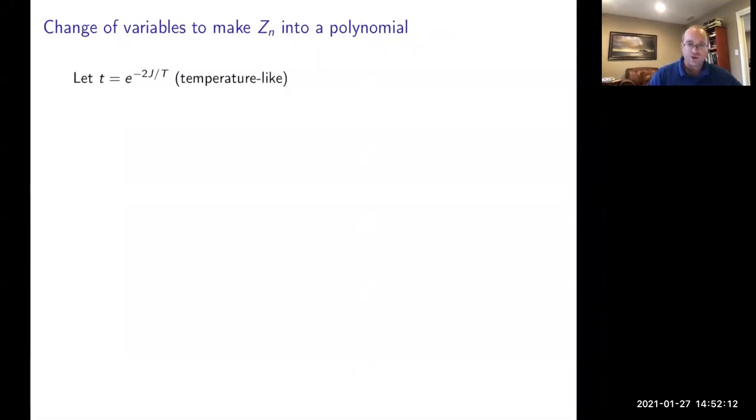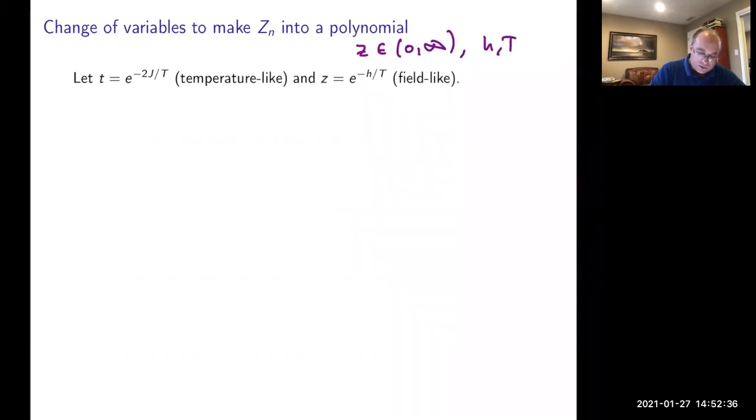This little t is a temperature-like variable. So t between 0 and 1 is the physical range. I'm sorry, whenever I advance my slides, the writing disappears. z is minus h over t. This is a magnetic field-like variable. And this would be like z between 0 and infinity, for h real and t greater than 0. So these are the physical values of these.